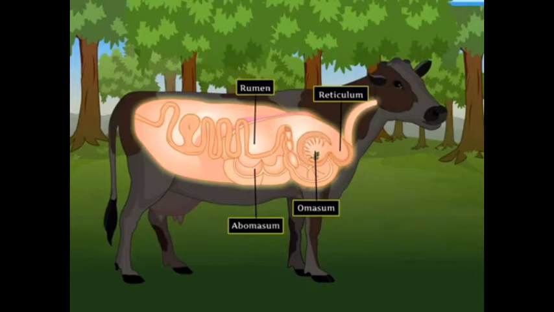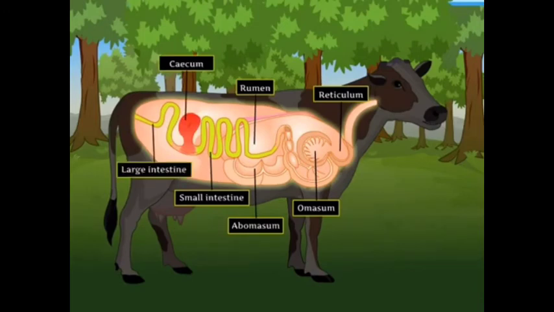In the omasum, the food is broken down to even smaller pieces. This is then sent to the last chamber, abomasum, which is also called the true stomach. The digested food then goes into the small intestine, where absorption of nutrients takes place. A large sac-like structure called cecum, present between the small intestine and large intestine, also contains bacteria that help in the digestion of cellulose, a carbohydrate that is present in grass. So, you now know why cattle keep chewing all the time.